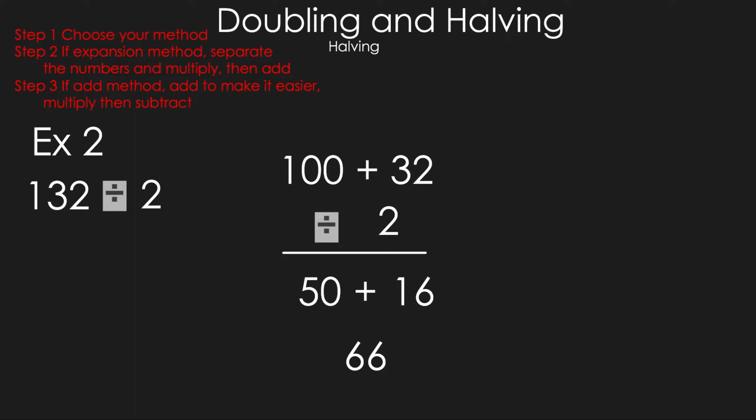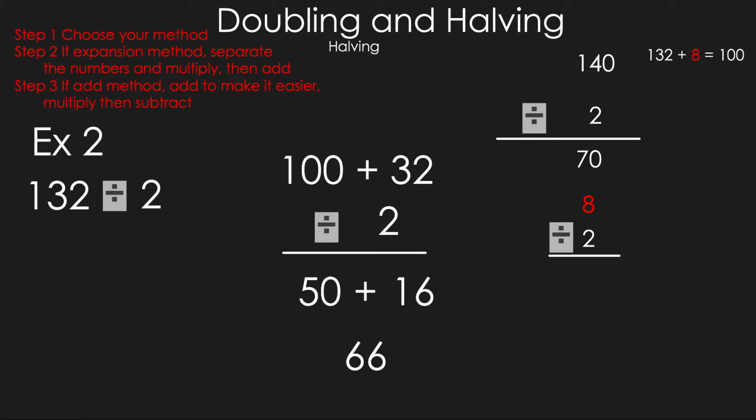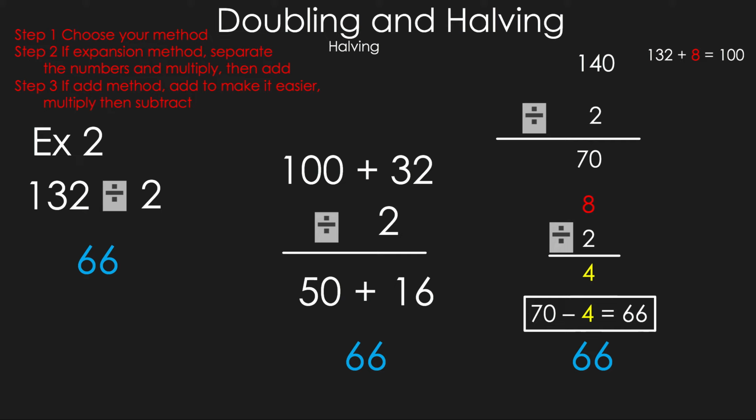Now, if you're going to do the add method, there are multiple ways to do it, but I'm going to add 8. If you picked 8 as well, that's good for you. If you picked another number, it's okay. So we get 70. Now we have to use the 8 divided by 2 to get 4. Now we subtract the two numbers to get 66. Move it over, and your final answer is 66.